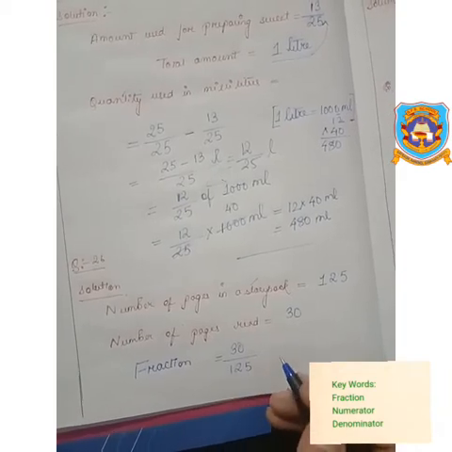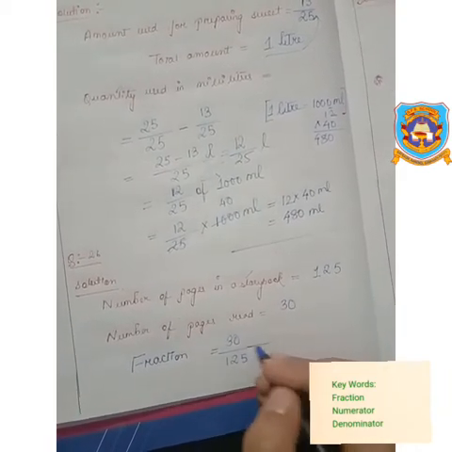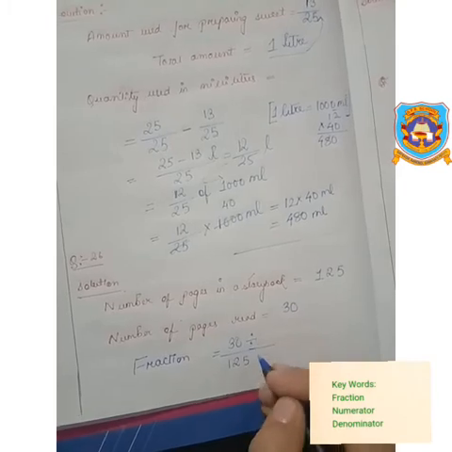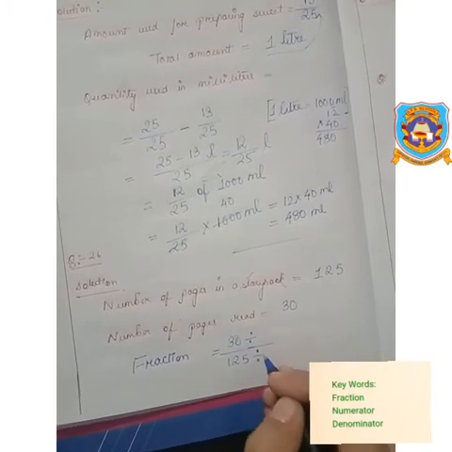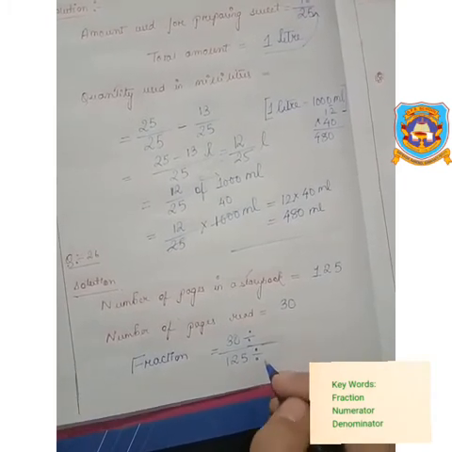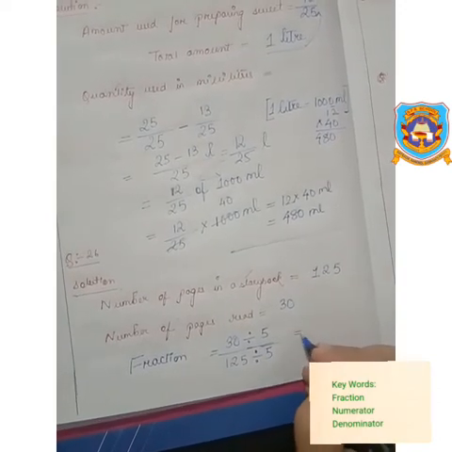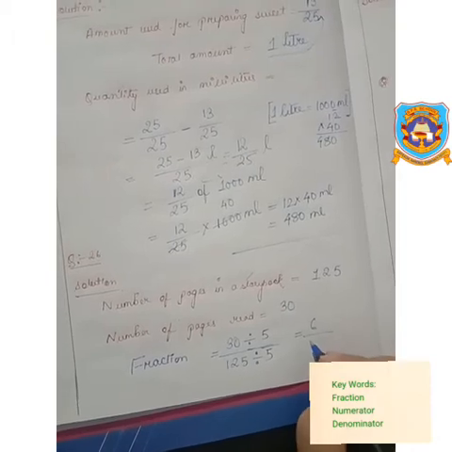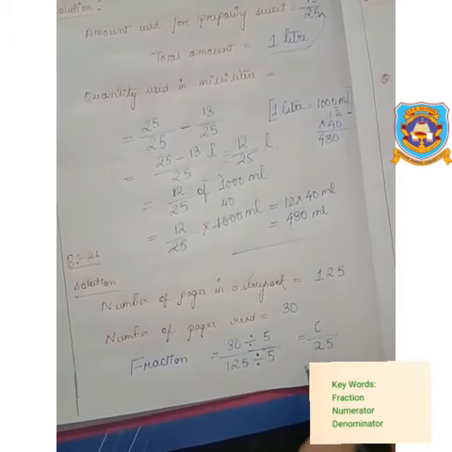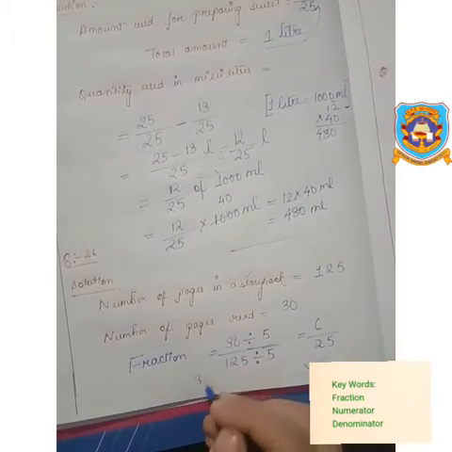This 30 by 125 I can reduce it. How to reduce it? We can divide by the same number. So children, when you are dividing the numerator, the same number you have to take in the denominator also. So I will divide it by 5. What will I get here? 6 by 25. Okay, you can keep it 30 by 125 also, no problem.